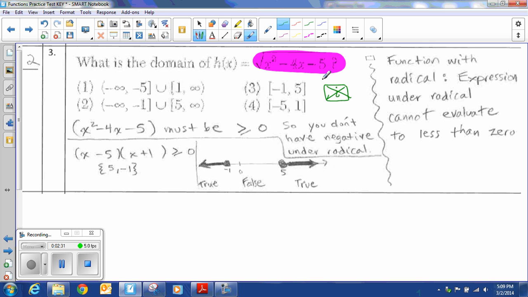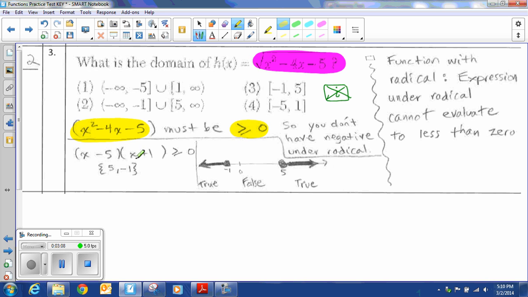So whatever x value produces an imaginary number is really not allowed in the domain. So you really have to ask yourself, under what x values will this expression evaluate to 0 or greater? So what you could do is take x squared minus 4x minus 5 under the radical and set it equal to 0, or actually it's an inequality, greater than or equal to 0. This must be greater than or equal to 0 for it to be a real number.